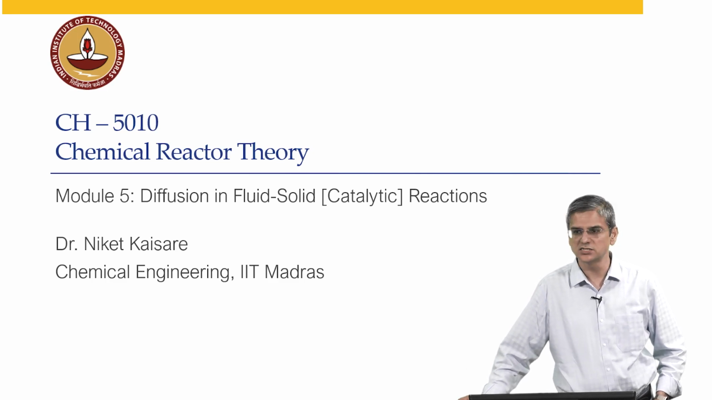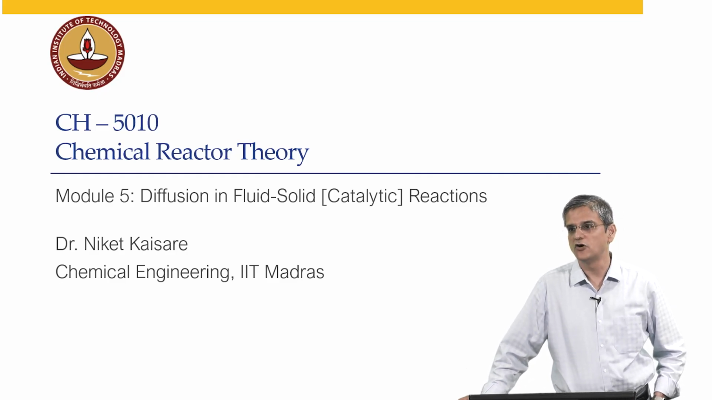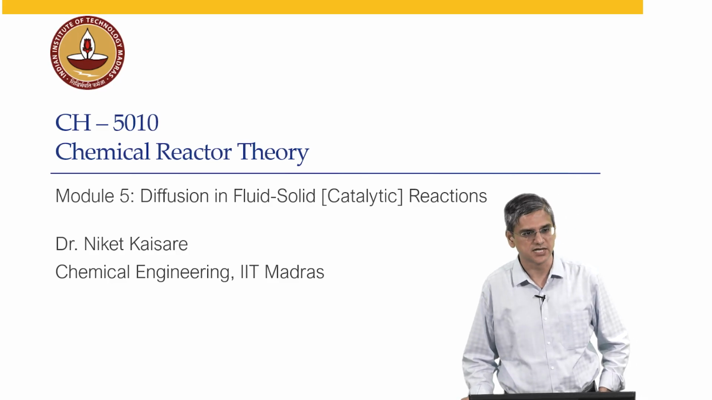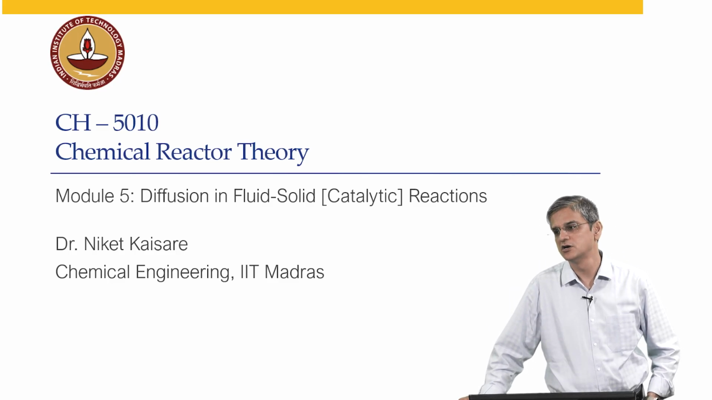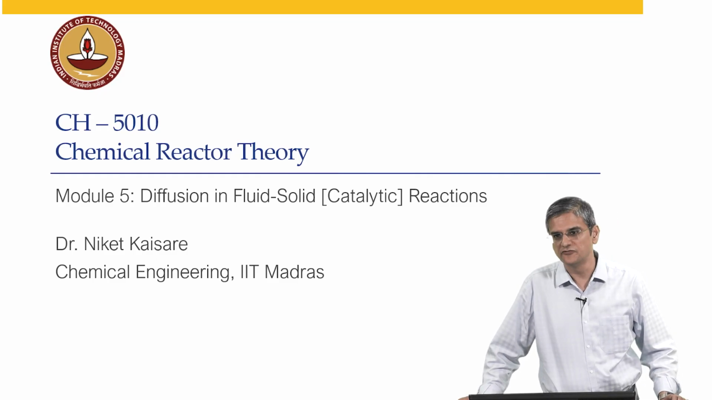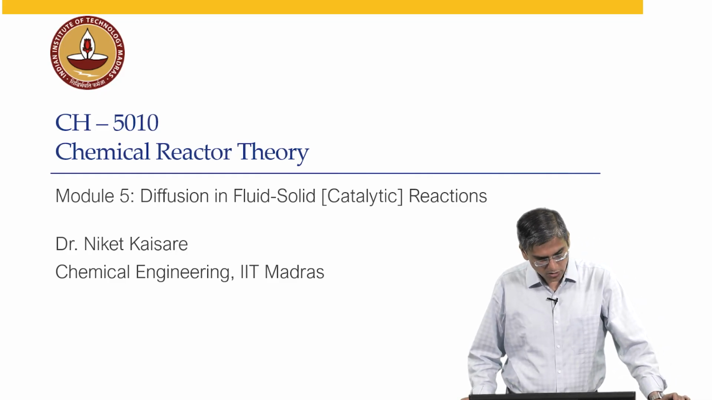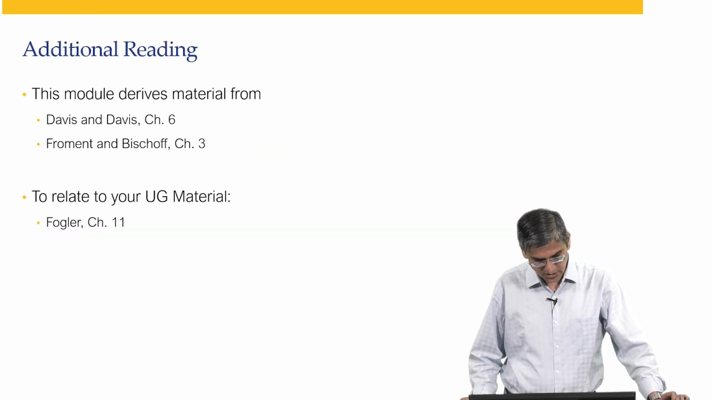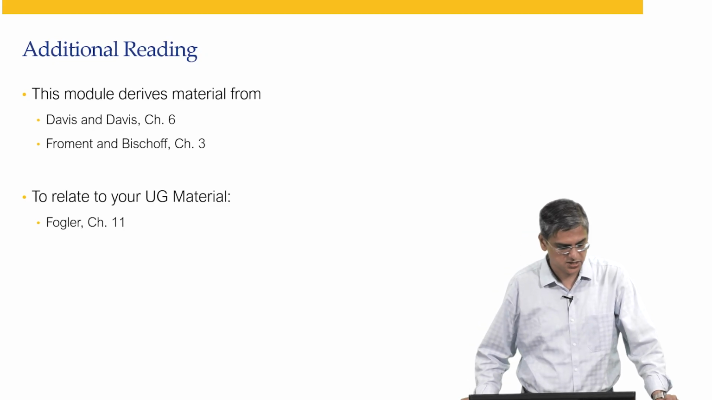This module has two parts. The first part is external diffusion, the second part is internal diffusion. For your quiz, parts up to the external diffusion will be there for your midterm exam. Internal diffusion will not be there for your midterm exam. We might be able to finish internal diffusion by midterm, but we will not include it in the exam. Okay. So, the first half of this module is what we will have for your exam. Okay. So, let us go and get started with this. This module derives material from chapter 3 of Froment and Bischoff and chapter 6 of Davis and Davis.